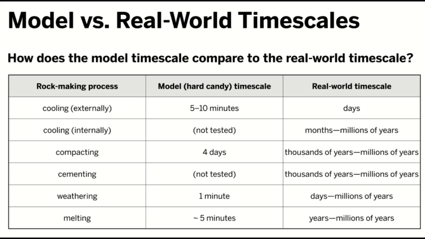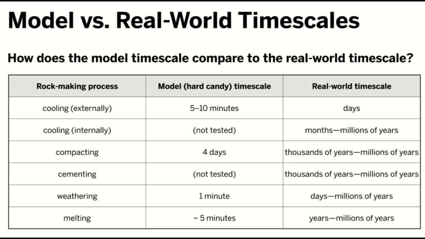Finally, we're looking at the model versus real world timescales. Remember, a model is an example to help us understand things, but when we do our hard candy model, this is the time scale that we're looking at. Anywhere from 5 to 10 minutes for the rock candy to cool. It can take about a minute to weather the rock. It can take about 5 minutes to melt the rock.